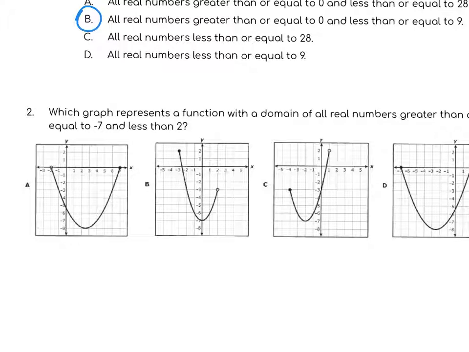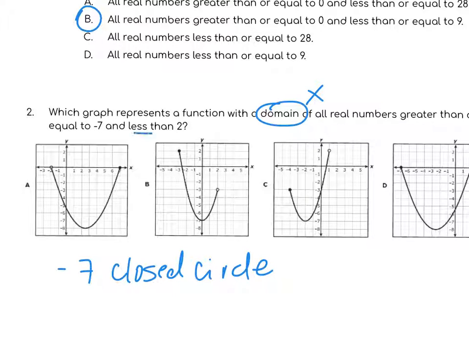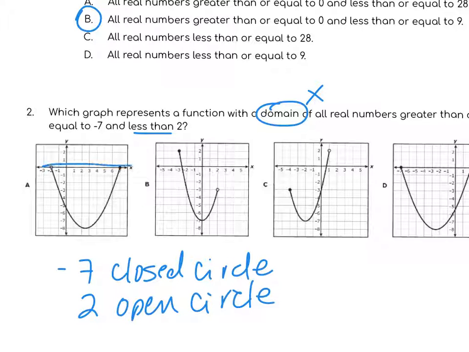Okay, so number 2, which graph represents a function with a domain, so x, of all real numbers greater than or equal to -7 and less than 2. So greater than or equal to -7, I'm going to need a closed circle. And less than 2, at 2, I'm going to need an open circle. And then it's kind of like everything in between. And I'm looking on my x.